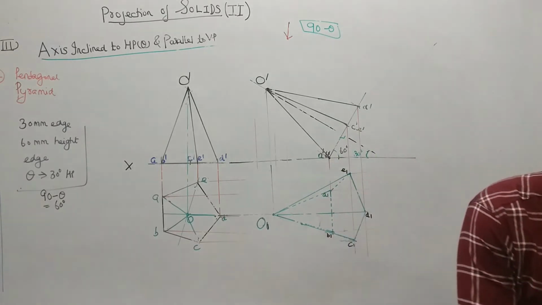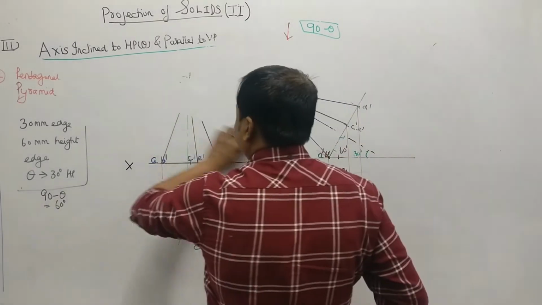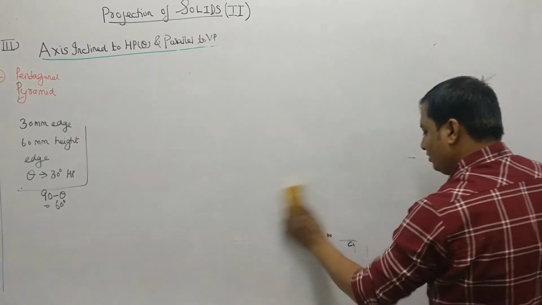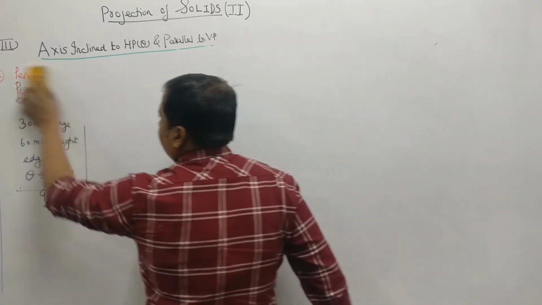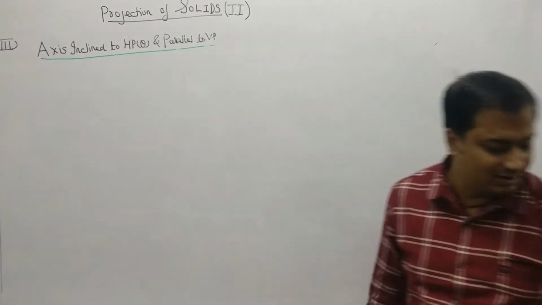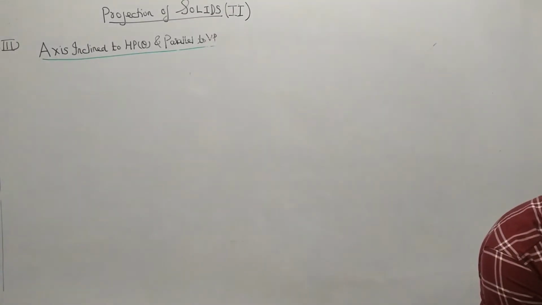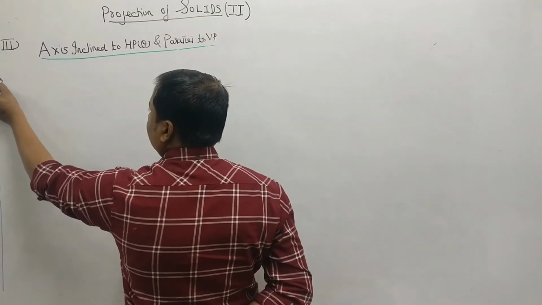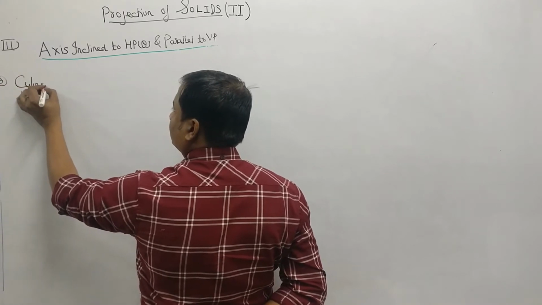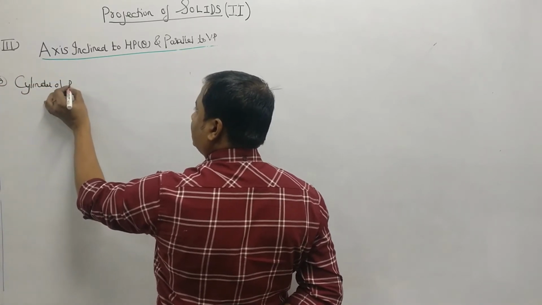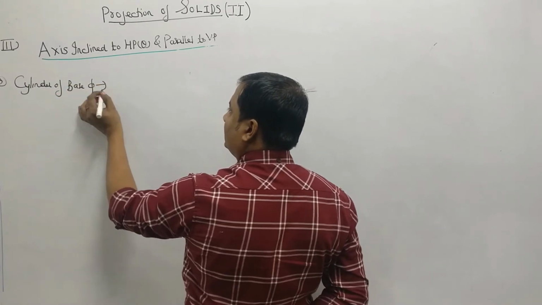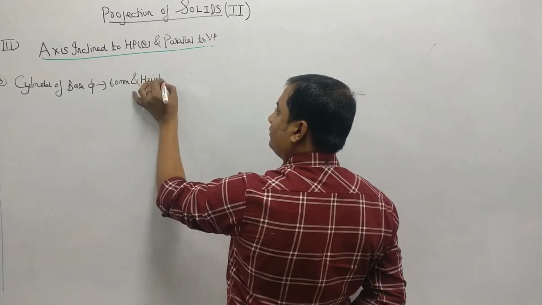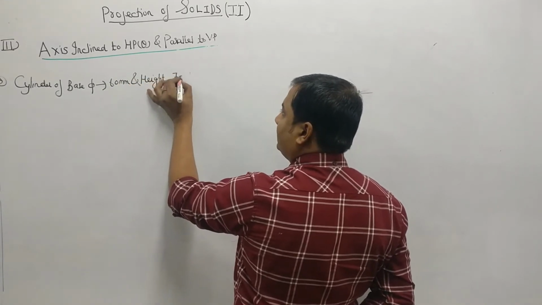Now, if I take the third column, suppose of a cylinder. See, steps are very common now. You have to assume it standing on HP. Then you have to make it inclined. So if I take the third column, the column is of a cylinder of base diameter 60 mm, and height, suppose 70 mm.